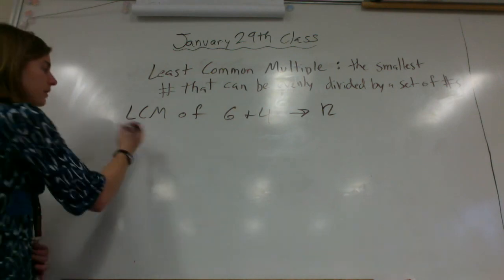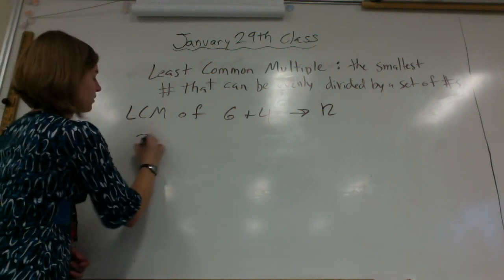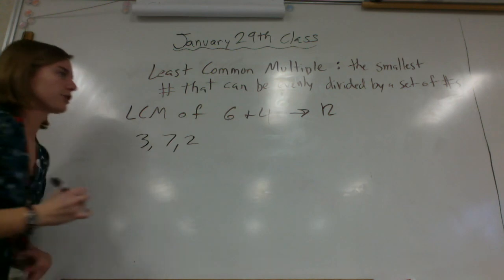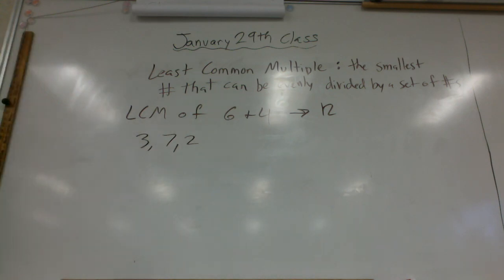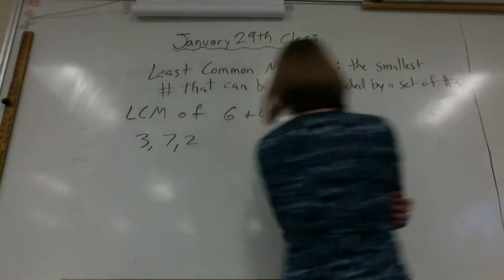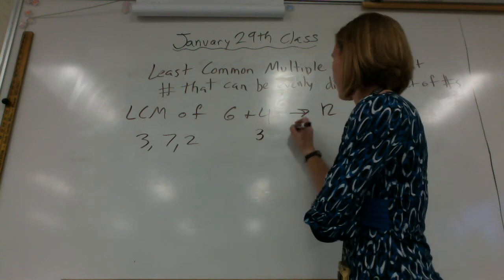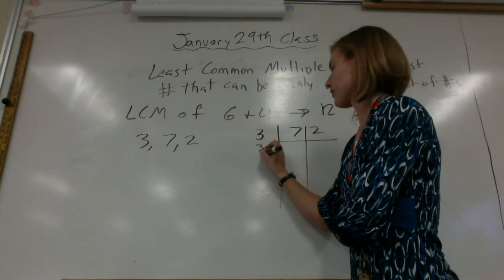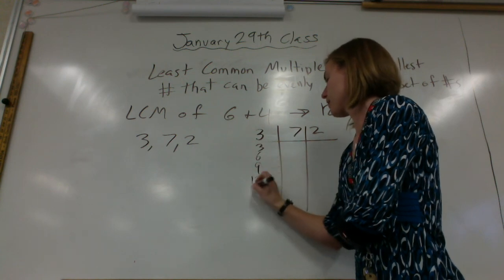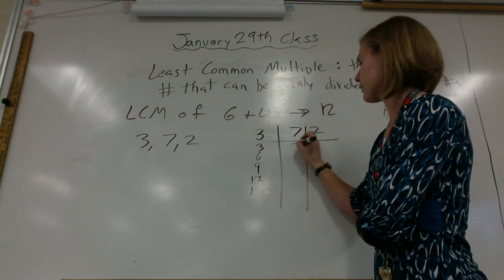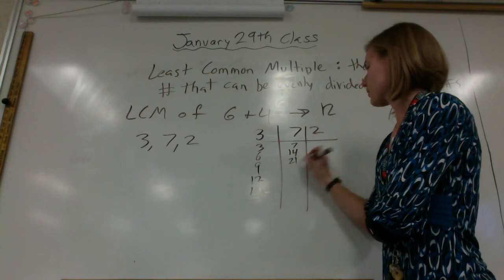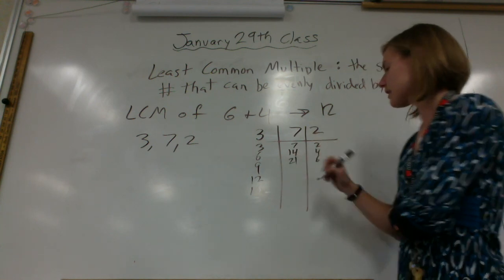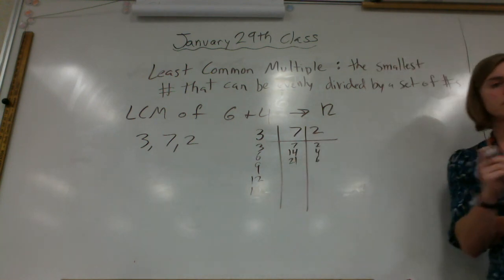So what if I want, let's do 3, 7, and 2. I want the lowest common multiple of 3, 7, and 2. The way I like to do it is just make lists of their multiples. So I can start with 3, 7, 2, and just go through: we have 3, 6, 9, 12, 15, and on; 7, 14, 21; 2, 4, 6; and then see where they line up first. Go ahead and try that one.